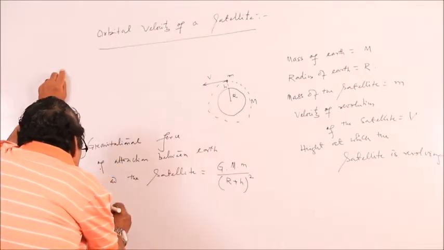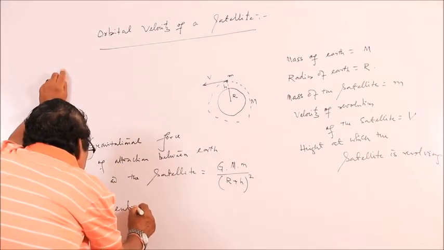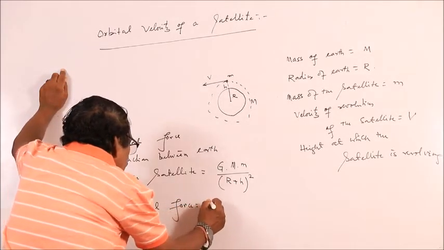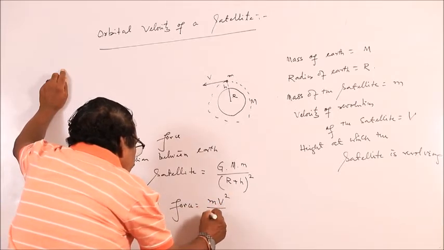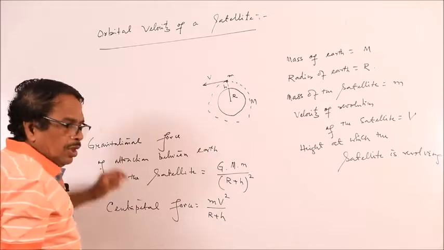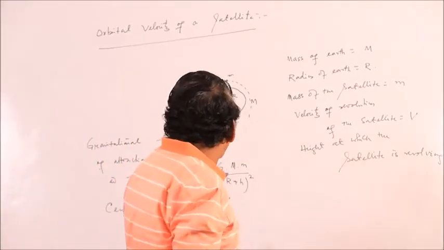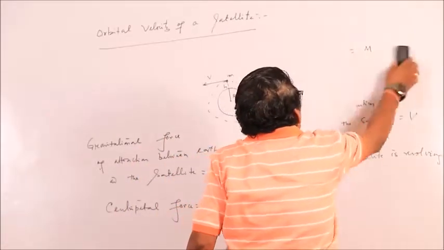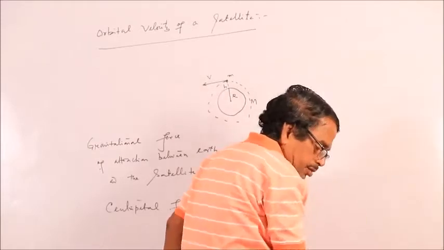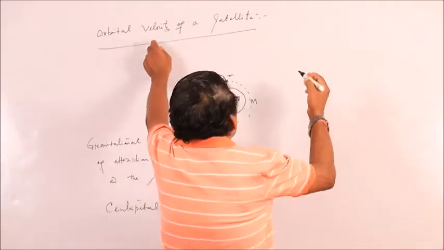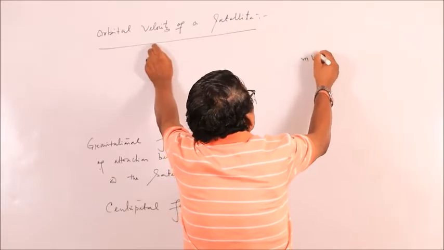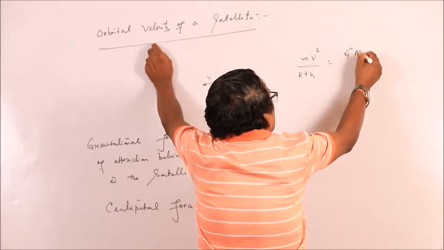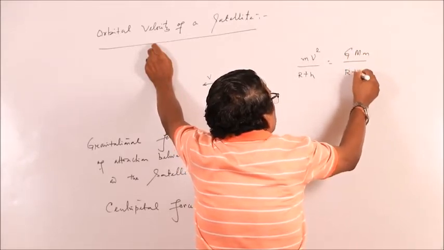What is the centripetal force? Centripetal force is equal to m v square by (R plus h). This is the centripetal force. For circular motion of the satellite, centripetal force is equal to gravitational force of attraction. So, you will equate both and find an expression for the velocity of the satellite. m v square by (R plus h) is equal to G M m by (R plus h) whole square.